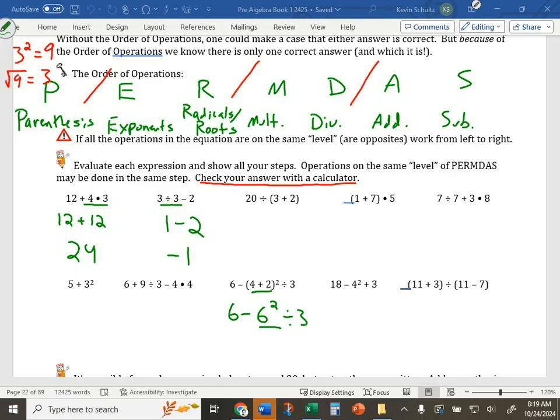So 6 squared, what's that? 6 times 6? 36. 36, not 12, right? It's not the same as 6 times 2. And I wrote 12, oh my goodness. 36 and then divided by 3.